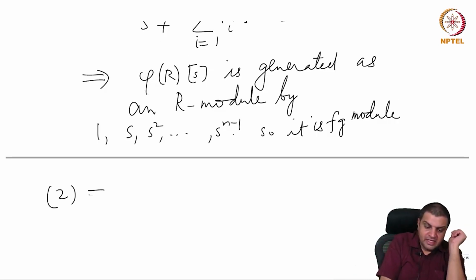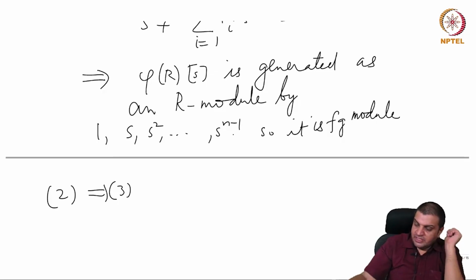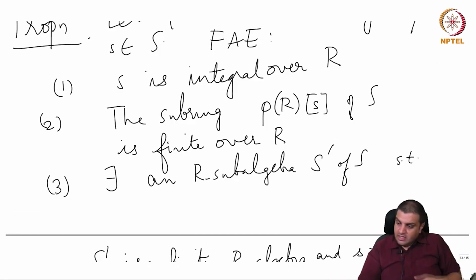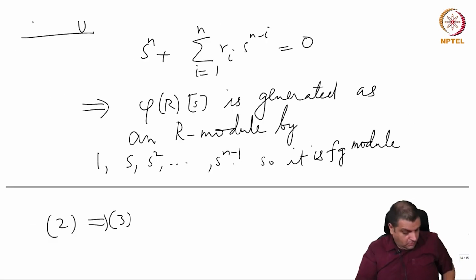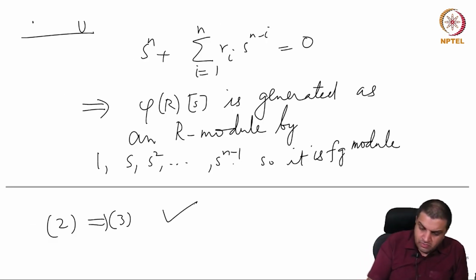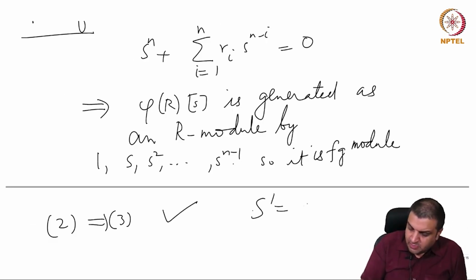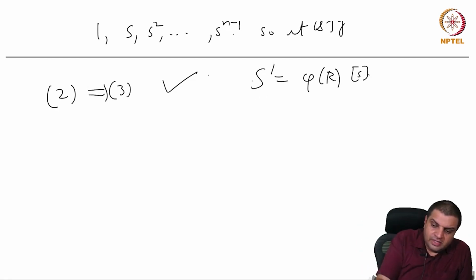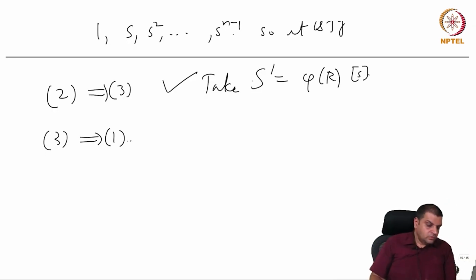2 implies 3 is immediate, because here it says one specific subalgebra is finite. Here it's just asserting some subalgebra is finite. So 2 implies 3 is immediate, and okay, so take S prime to be phi(R)[s]. Okay. So take, and 3 implies 1. Okay.